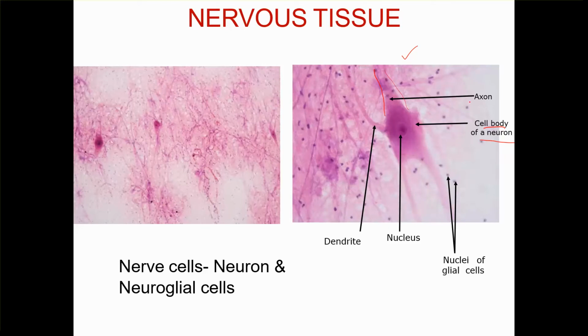Okay, here the other projections are the dendrites. Okay, in the center of the cell body you can see the nucleus. So the cell body is also called the soma, if you remember from the lecture we have mentioned soma.